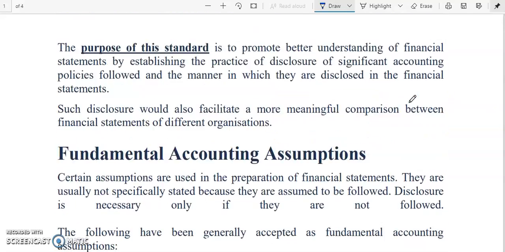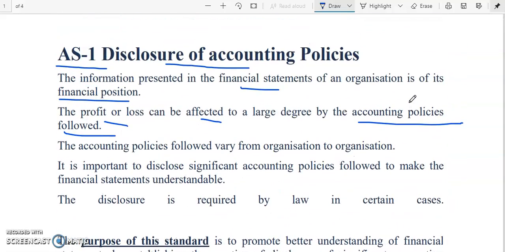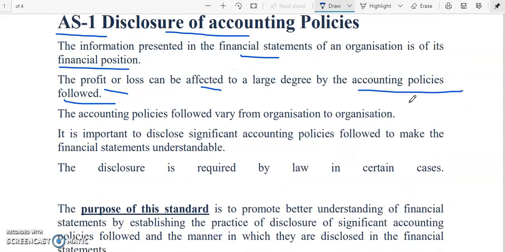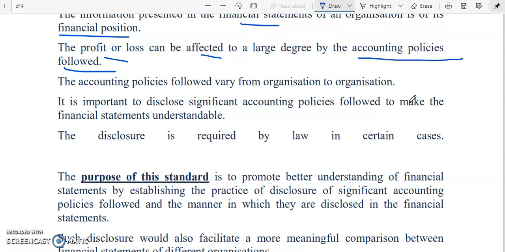Different organizations will follow different accounting policies. So for the purpose of better comparison and better understanding of the financial statement, the disclosure of the accounting policy is required. Further, such disclosure of accounting policy is also required by law in certain cases.